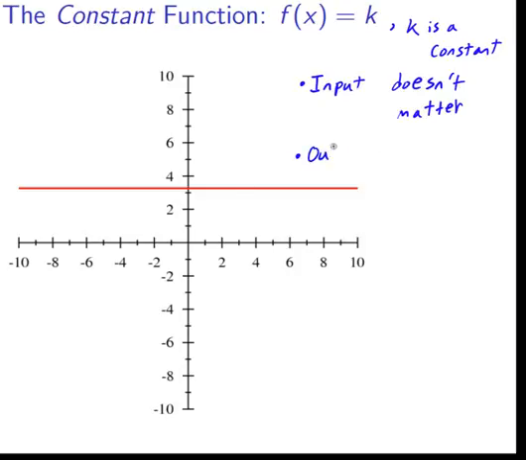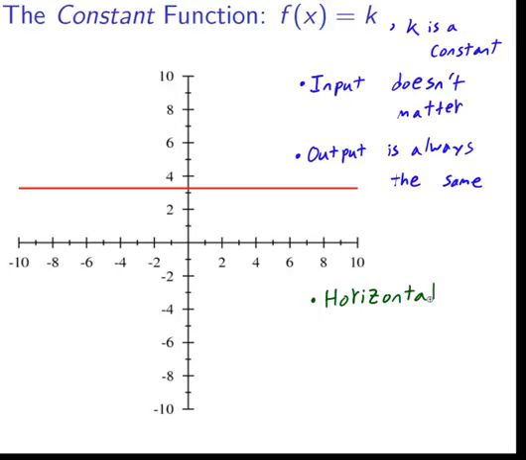Output is thus always the same. Whatever we're putting in, once again, it doesn't matter what we put in, it always gives the same thing out. And then finally, what does it put out? It always outputs a horizontal line at k. So we plug in 5, it spits out k.